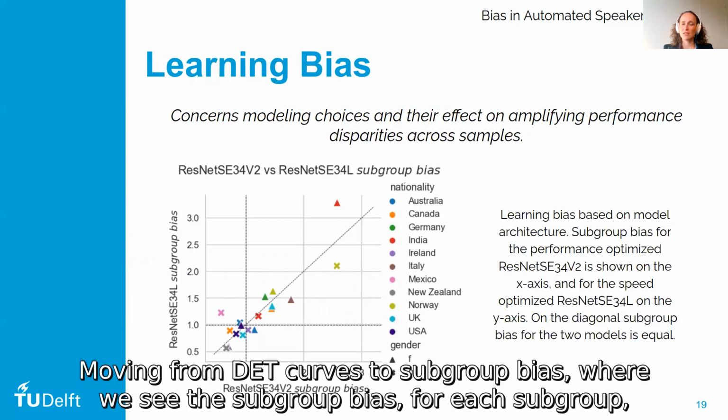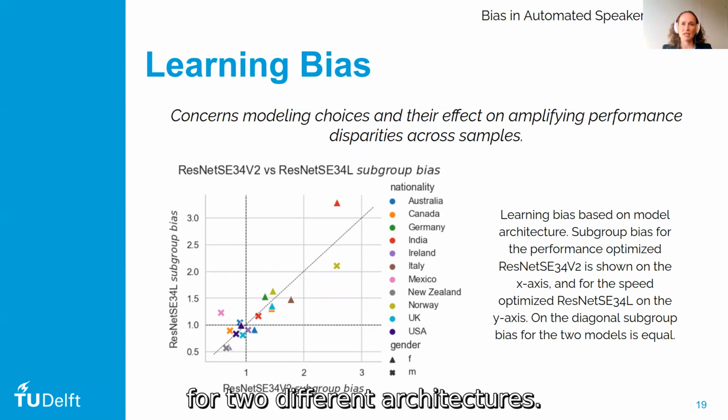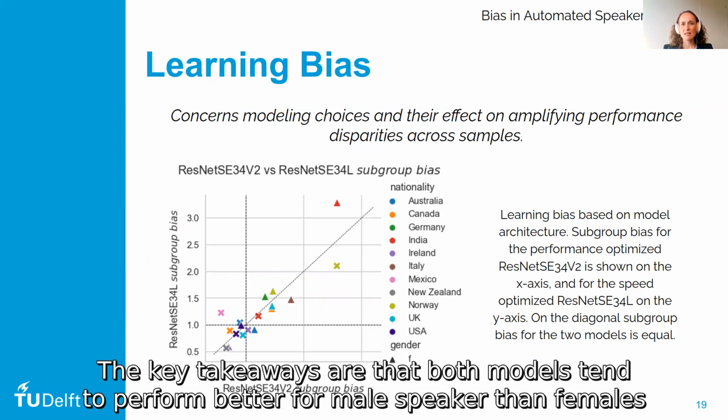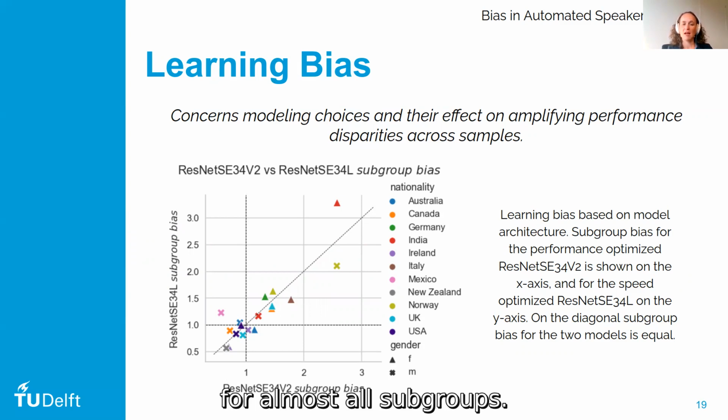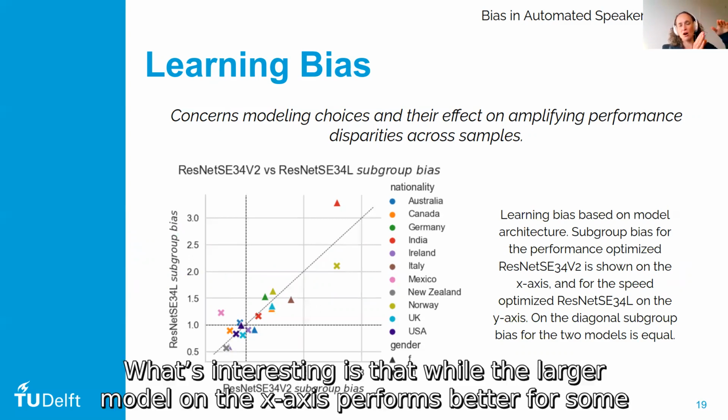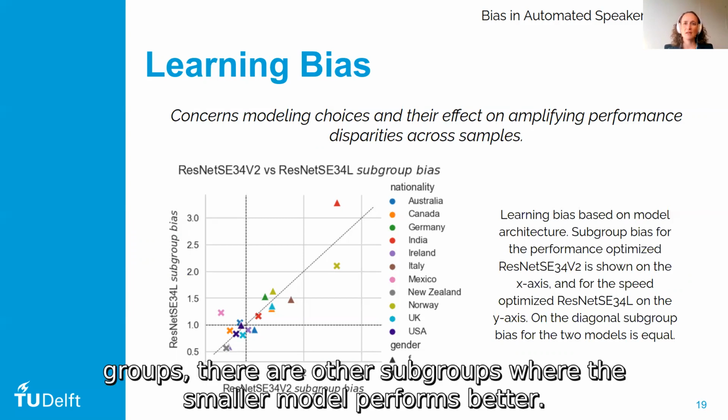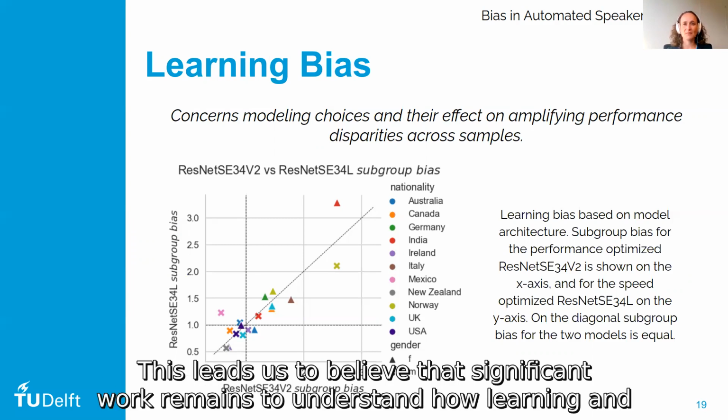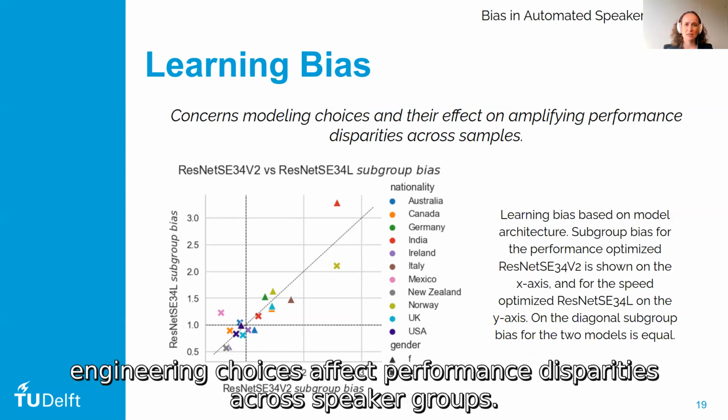Moving from DET curves to subgroup bias, here we see the subgroup bias for each subgroup for the two different architectures. The key takeaways are that both models tend to perform better for male speakers than females for almost all subgroups. The male speaker subgroups, which are the crosses, are in the bottom left corner of the graph. What's interesting is that while the larger model on the x-axis performs better for some subgroups, the smaller model performs better for others. This leads us to believe that significant work remains to understand how learning and engineering choices affect performance disparities across speaker groups.